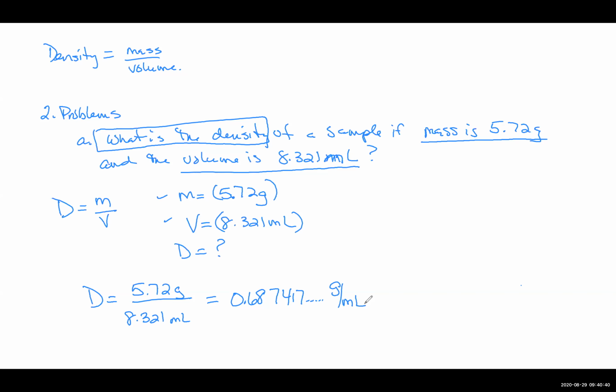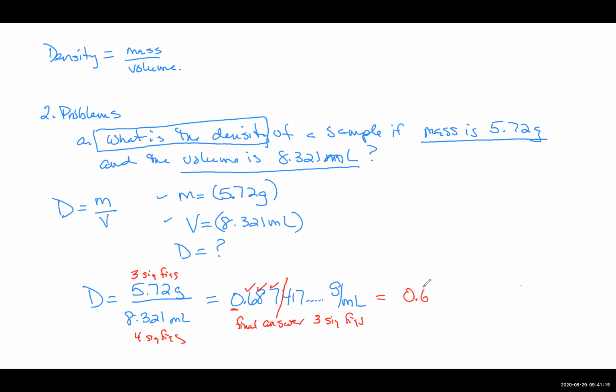And now we have to worry about sig figs. So when we're looking at sig figs, 5.72 is 3 sig figs, and 8.321 is 4 sig figs. This lets us know we can have in our final answer 3 sig figs, right? Going by multiplication division rules. Also remember that beginning zeros do not count. So that 6 is our first significant figure, 8 is our second, 7 is our third. We can only have 3, so we're going to cut the number there. We're dropping a 4, so do not round up.